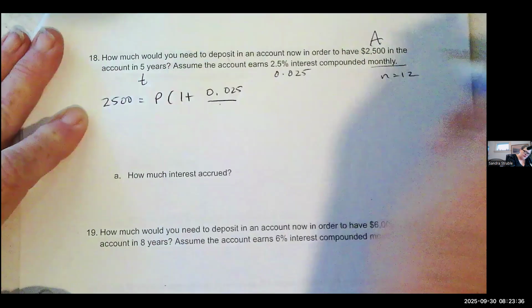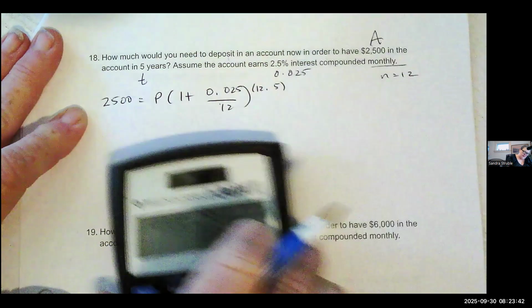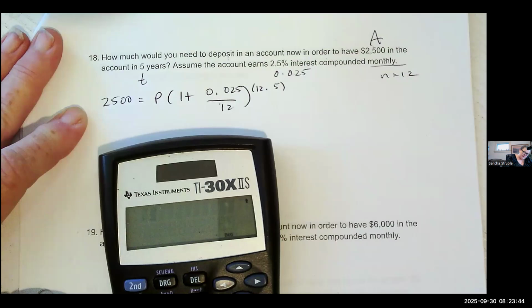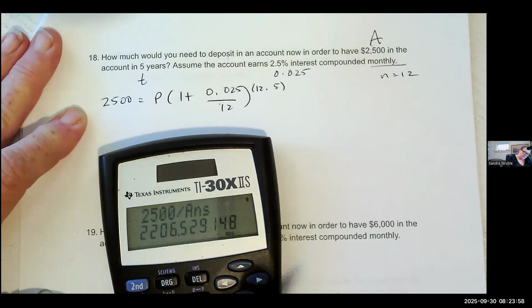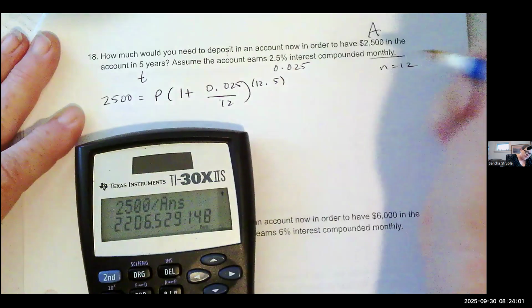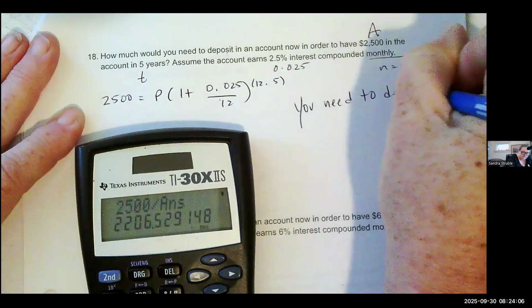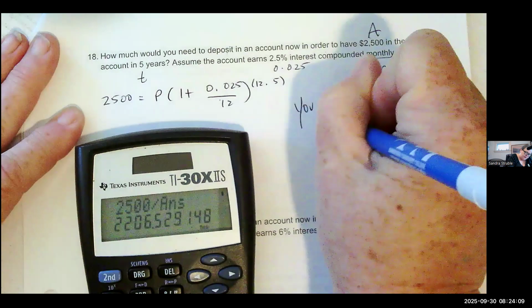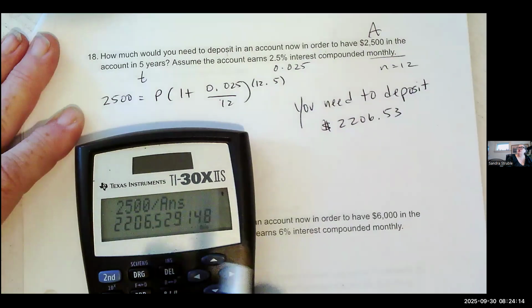2,500 equals P times (1 plus 0.025 over 12) raised to the 12 times 5 years. Put this in your calculator. Again, I'm just going to do the right side. Parenthesis 1 plus 0.025 divided by 12, close, caret, open, 12 times 5, close, equals, pause, and then 2,500 divided by second answer equals. So you need to deposit $2,206.53. Make sure you round to the hundredths place always.